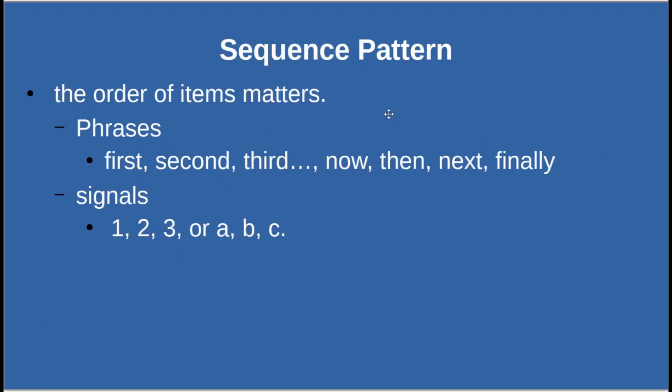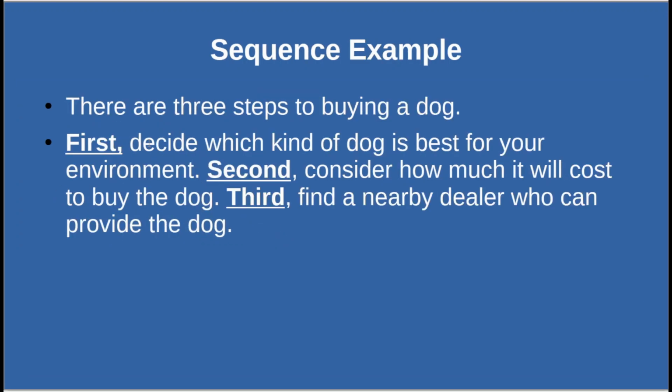Now with sequence, I think this one is kind of giving itself away, in that now the order of the items, or you could say of the supporting details, matters. Some of the phrases you might see are first, second, third, now, then, next, finally, last. Some of the signals might be numbers or ABC, because this type of bullet system is indicating some sort of order. Let's go ahead and move to the next slide.